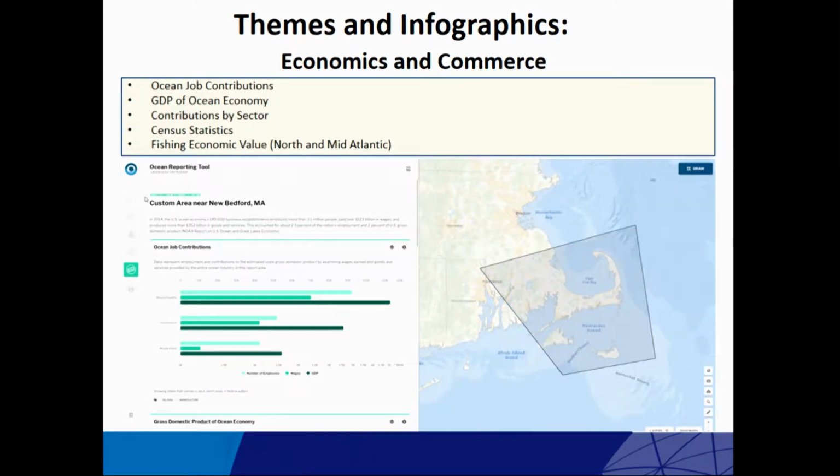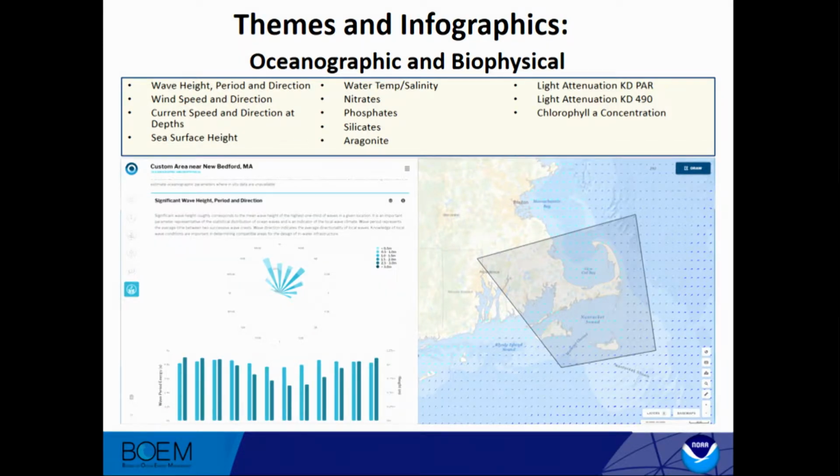And then we also have economics and commerce, which comes out of NOAA's ENOW data, and it's not a whole lot of layers, but it's very valuable, and it can tell you what the economic conditions from the maritime economics are in an area. And finally, we have our newest theme, which is the Oceanographic and Biophysical, which we put in here primarily to support the aquaculture portion of the tool.